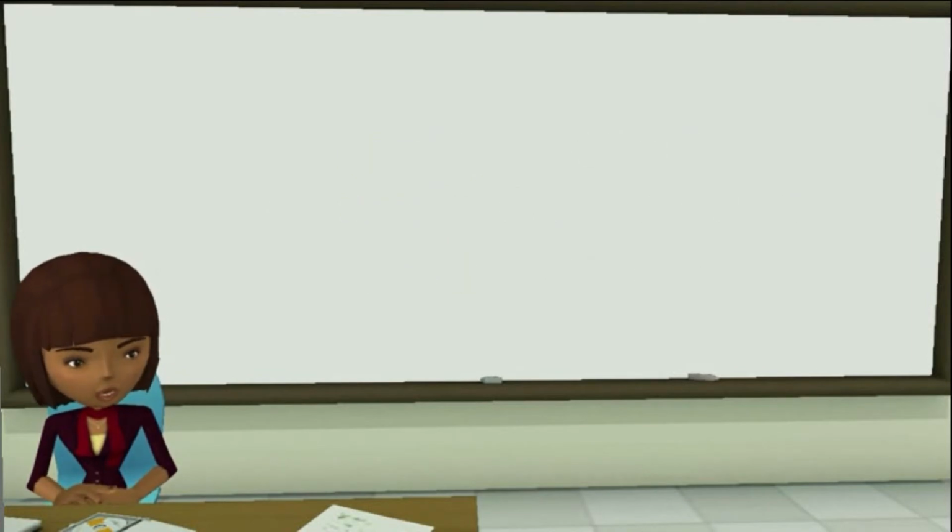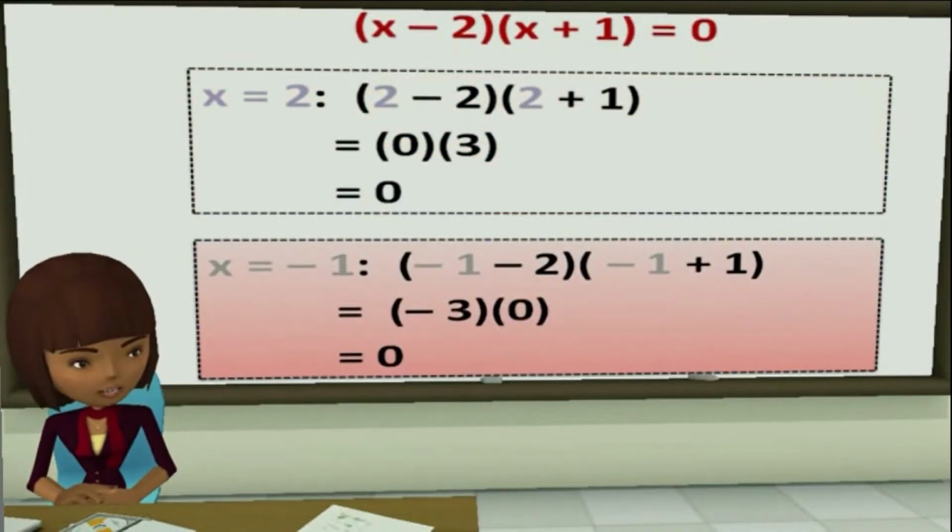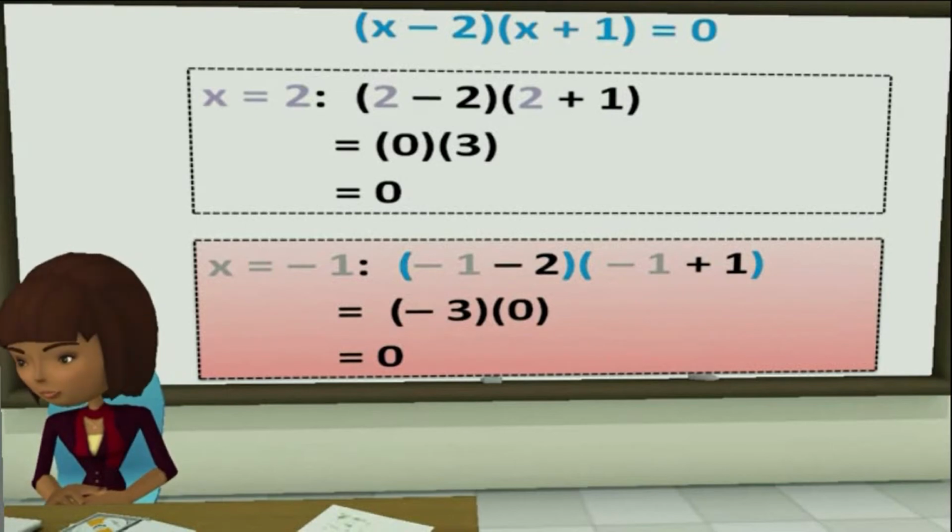Before we go any further, let's check the solution. If x equals 2, then x minus 2 times x plus 1 equals 2 minus 2 times 2 plus 1, which equals 0 times 3, which is 0. And if x equals minus 1, x minus 2 times x plus 1 equals minus 1 minus 2 times minus 1 plus 1, which is minus 3 times 0, which is 0.